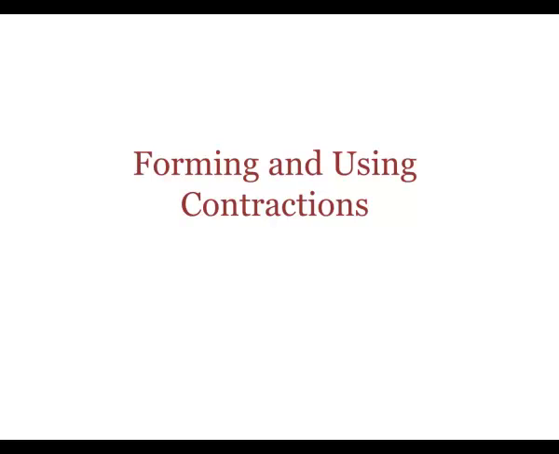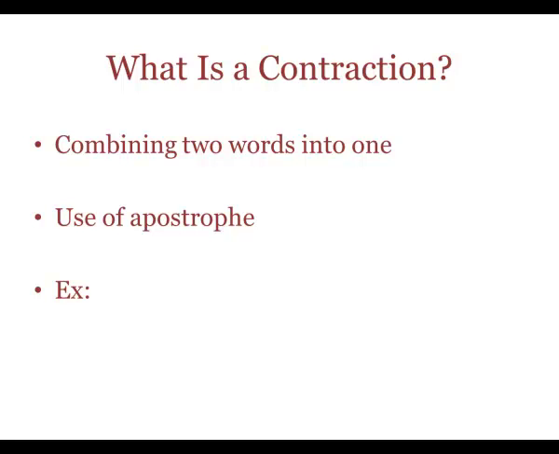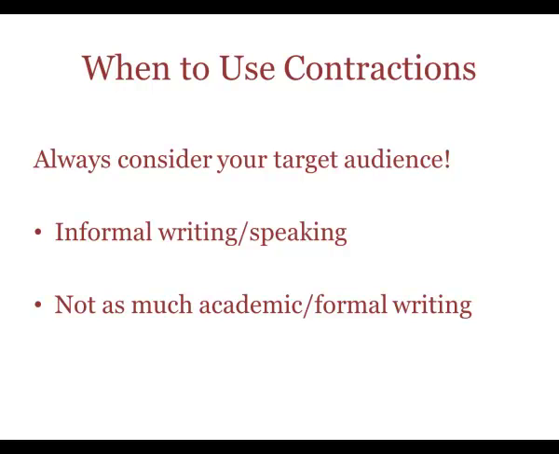Today we will be discussing the grammar rule of contractions. So what is a contraction? A contraction occurs when you combine two words into one. A few letters will be replaced by an apostrophe. For example, take the contraction I'm. The use of contractions can make a thought or command more streamlined and concise.